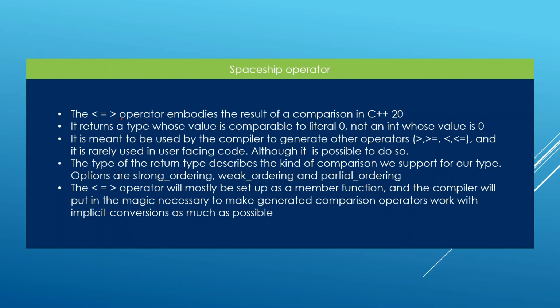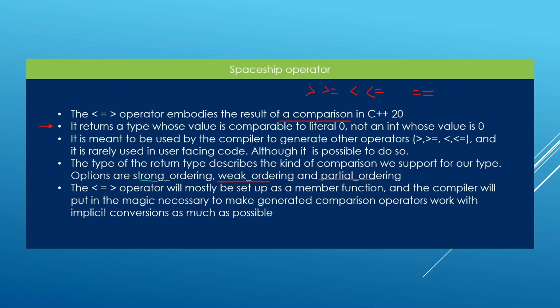Again, to sum up, the three-way comparison operator is going to embody the results of a comparison, and it can be used in one go to deduce the other operators. You can deduce the greater than operator, the greater or equals operator, the less operator, and the less or equals operator. And we're going to see a way we can set up the equals operator, I think, starting in the next lecture. The Spaceship operator is going to return a type whose value is comparable to literal 0. And we have three options of types we can return from a Spaceship operator. We can return strong ordering, weak ordering, or partial ordering.